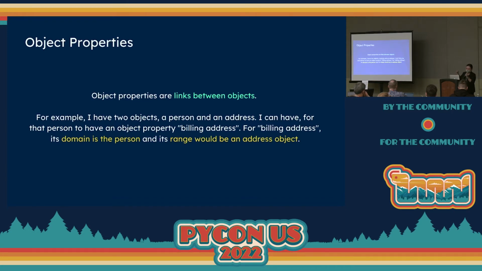It could be, let's say, a user has a billing address. But you make the billing address an address object. So you have user and address, two different objects. You link them together because the billing address is the property of the user. So for billing address, we have a domain of user and a range of address.